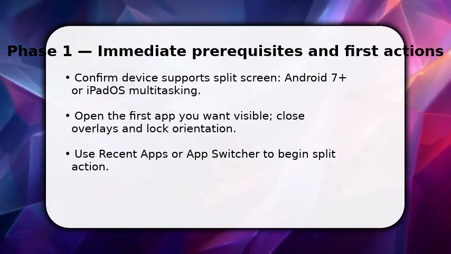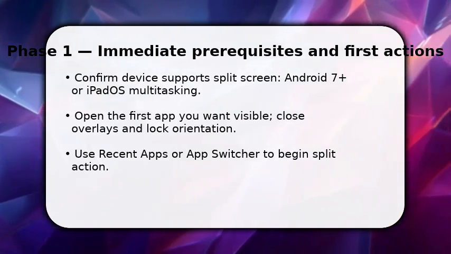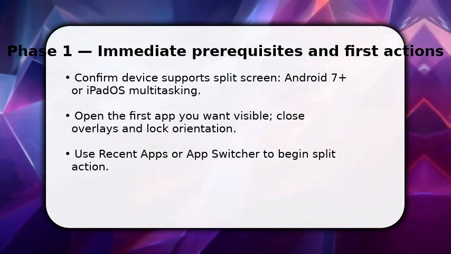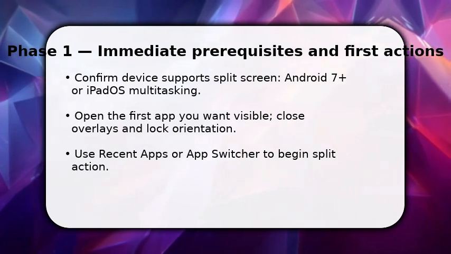You begin by confirming prerequisites. Your phone supports split screen and orientation is unlocked. Open the first app you want visible, then swipe to recent apps. Once there, press the app icon or long press its card and choose Split Screen.